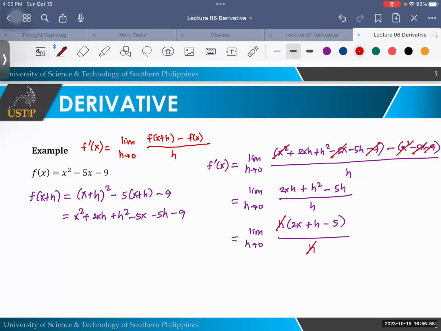Then, pwede na rin tayo mag-plug in sa value sa h na 0. So, that would be 2x plus 0 minus 5. So, simply, 2x minus 5. This is your derivative of your function.